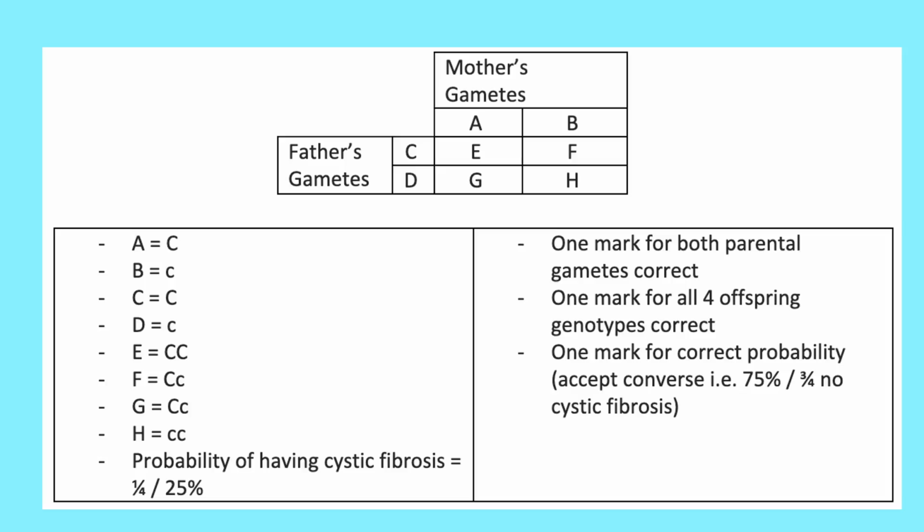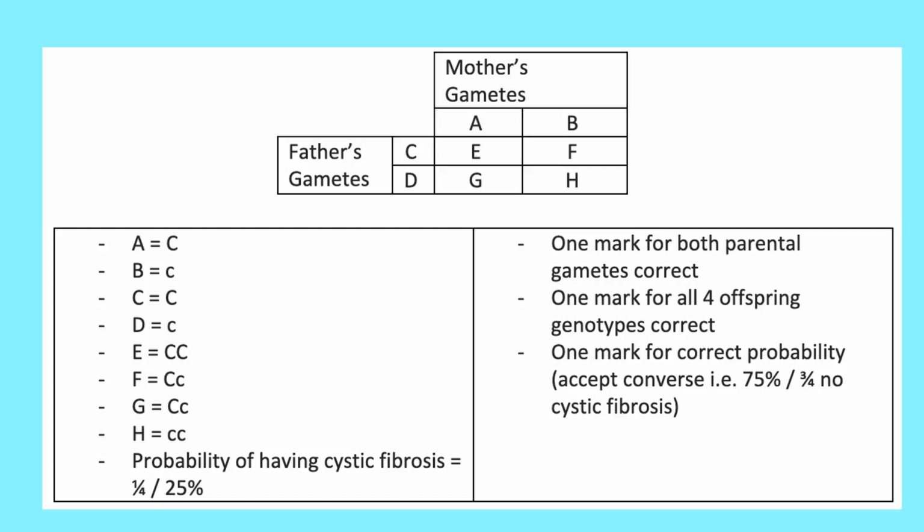So E should be capital C, capital C, as we're getting a capital C from A and a capital C from C. And then F should be capital C and a little c. So we're getting a capital C from the father and a recessive allele from the mother. G should again be heterozygous, so a capital C and a little c. We're getting a capital C from the mother and a recessive allele from the father. And then finally, H should be homozygous recessive. We're getting two copies of the recessive allele from both the mother and the father.